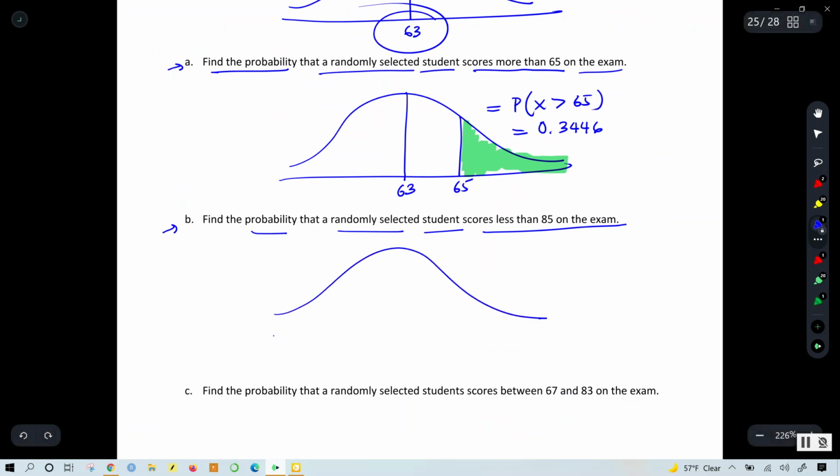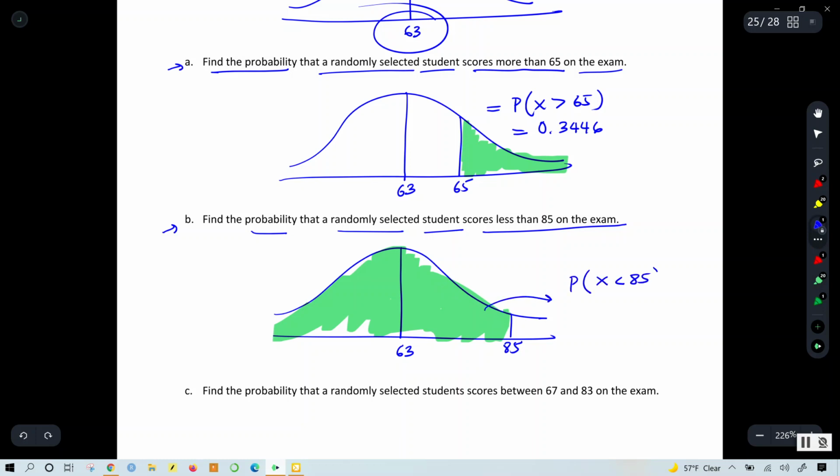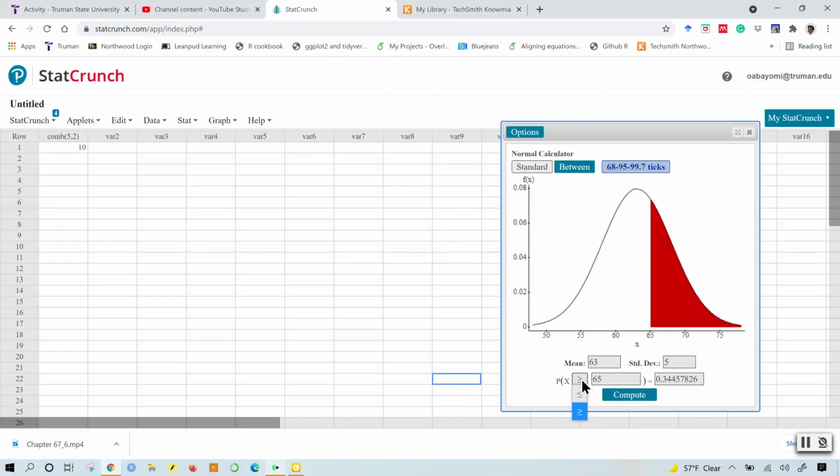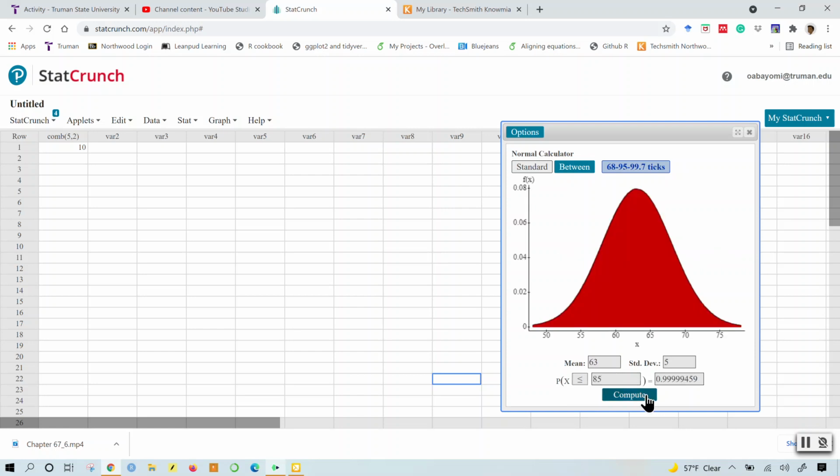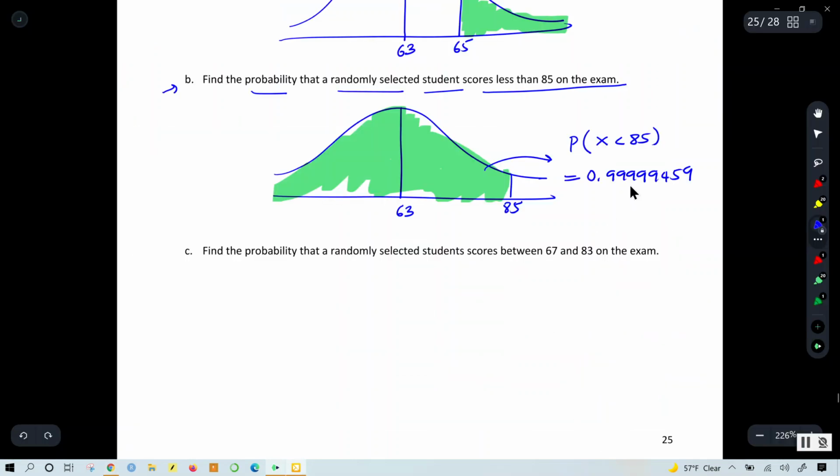Sure. Draw the normal distribution. You have 63, you have 85, and you want scores less than 85. And let's see, probability of x less than 85 is equal to, going back here, go to 85 and compute. This is approximately 1, or 0.99 something. So here I have the values here.